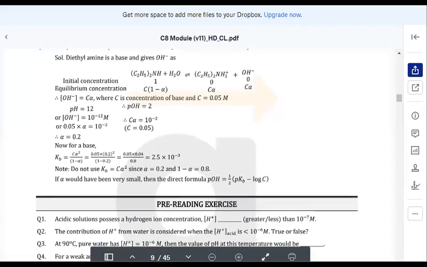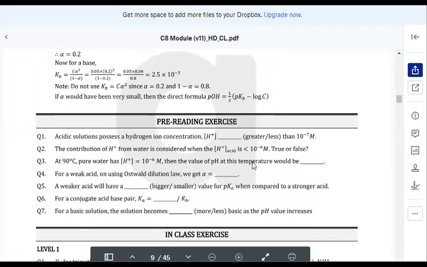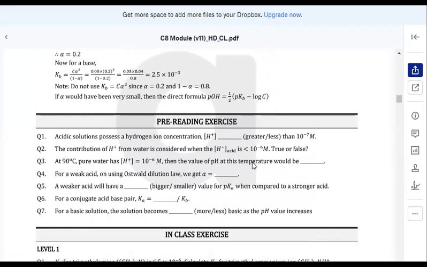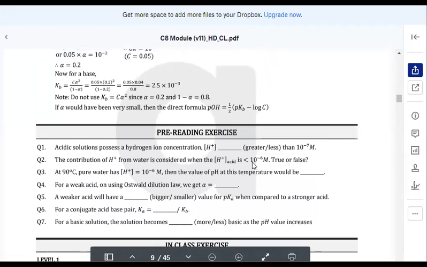I hope all of you understood this. Okay. Now let's solve pre-reading, or shall we play one Kahoot? Because very few students are there. Tell me everyone what to do. Okay. So let's play one Kahoot.